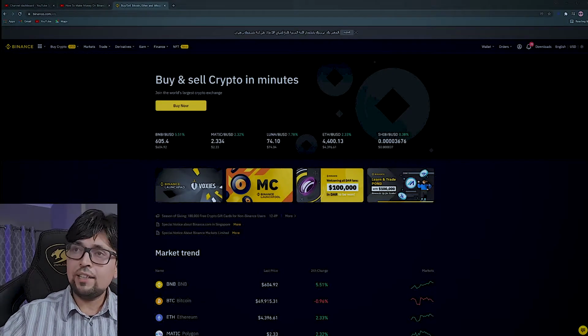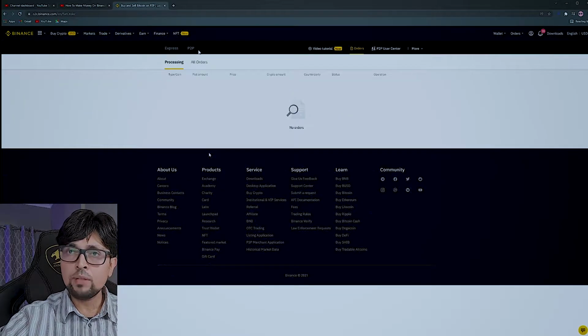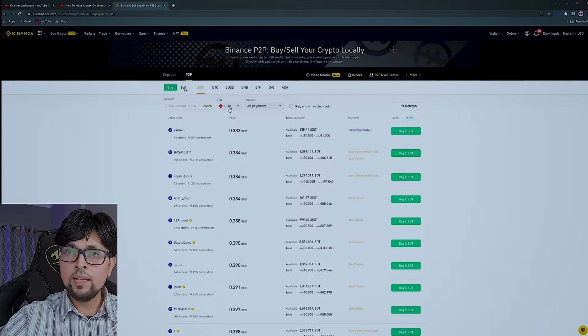So let's get started. Let's go to the order and click on P2P order. You can see over here Express and P2P. We will click on P2P. Now you can see over here there is buy and sell. In case you want to buy via P2P method, you will click on buy. If you want to sell via P2P method, you will click on sell.